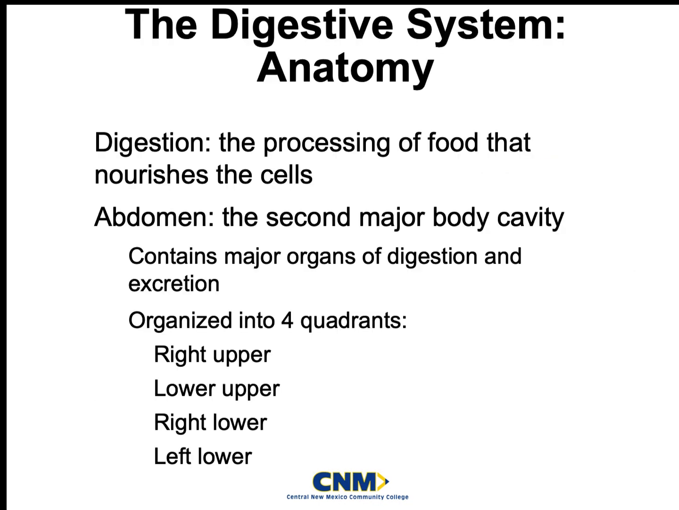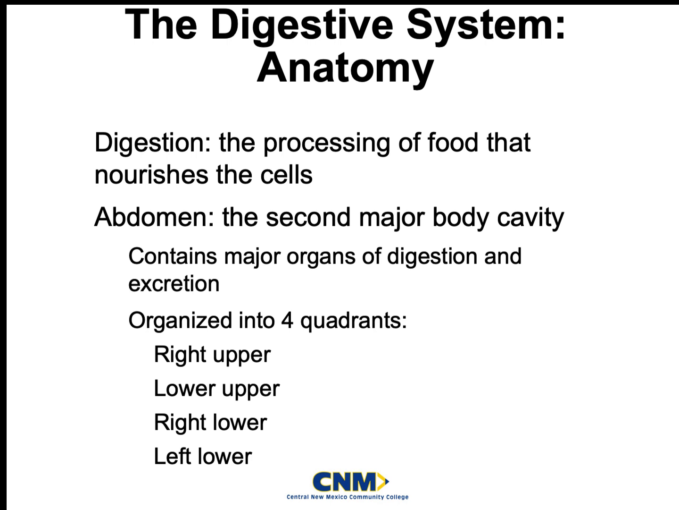Okay, moving into the digestive system. The digestive system is kind of boring, right? It's there to soak up water. It's there to process nutrients after we feed it, and it's there to expel everything that we don't need, as far as creating poop for us. So the process of digestion is known as the process of food that nourishes our cells.